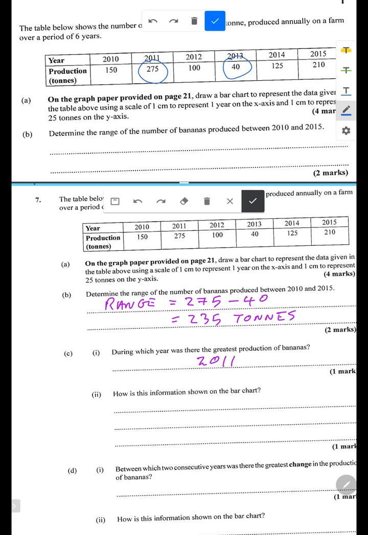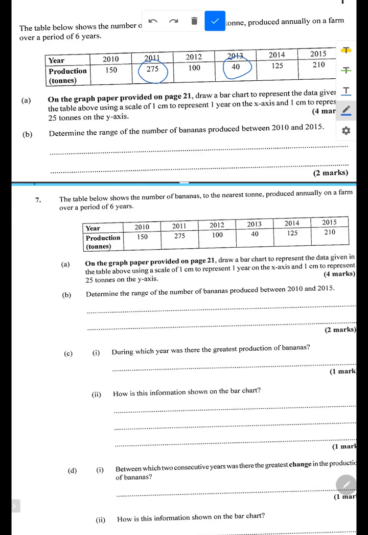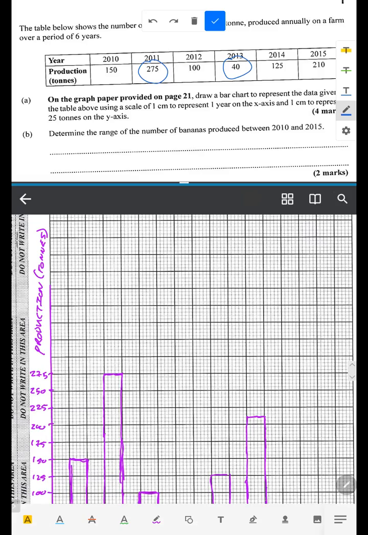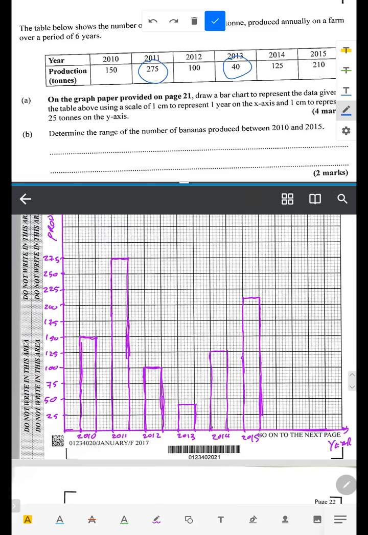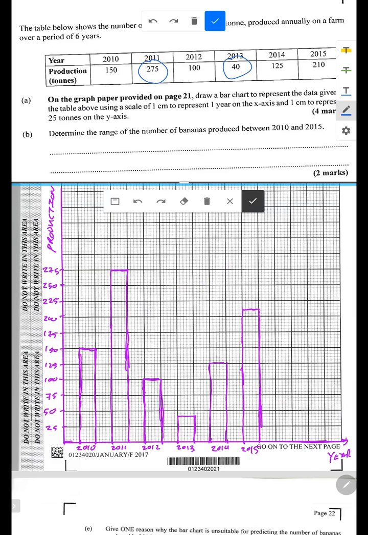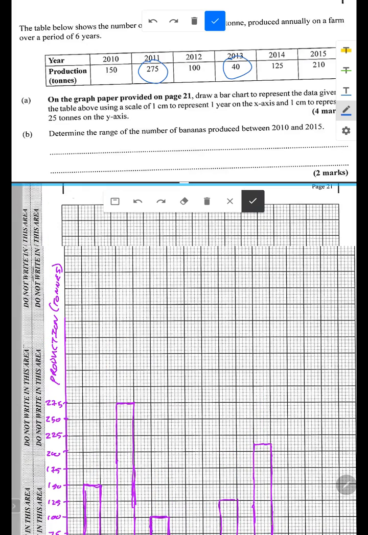How is this information shown on the bar chart? So if we go back up to the bar chart, it is shown by the highest bar, the tallest bar. The tallest bar is this one that represents the highest production. All right, so we can say the highest bar, the tallest bar.